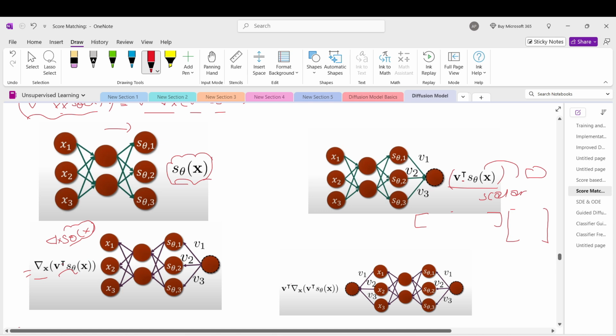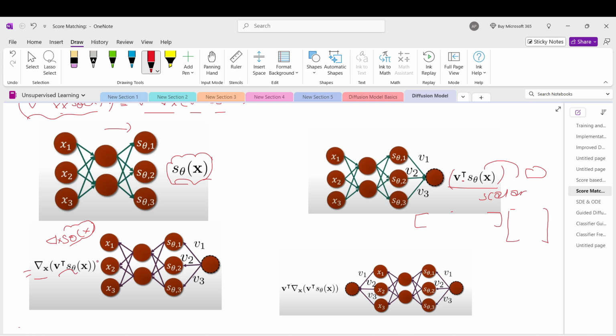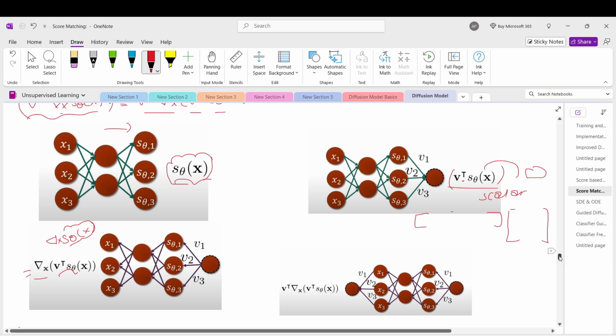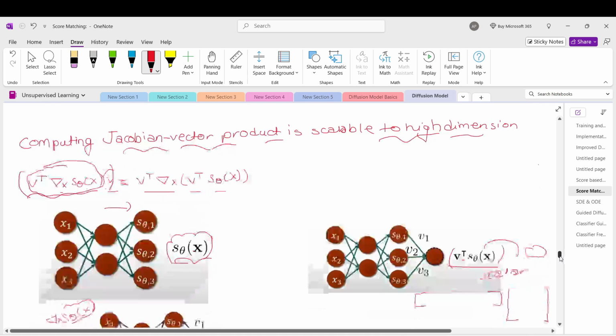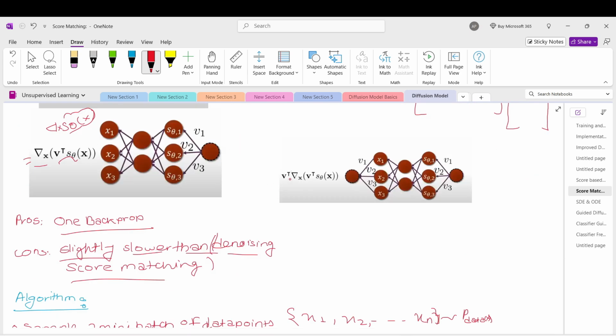This is the gradient of the scalar function, and we have computed up to this part. So we have computed this part, and after that we have to compute this v. v is also a dot product. So what are we doing? Nothing, just a dot product here.